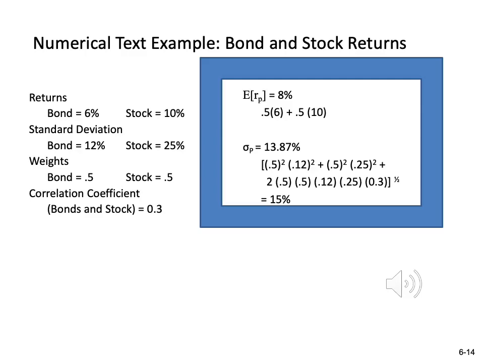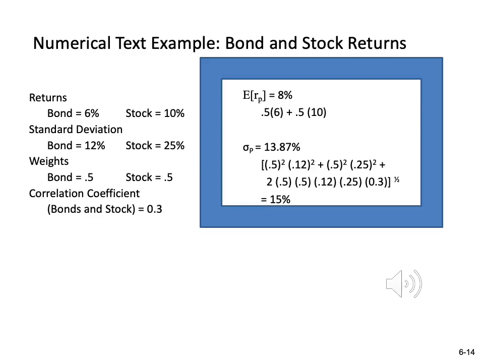Now we have returns. The expected return of the bond, 6%. Expected return of the stock, 10%. Standard deviation of the bond, 12%. Standard deviation of the stock, 25%. Suppose we put 50% of our money in the bond and 50% of the money in stock. The correlation of the stock and the bond, 0.3, positively correlated.